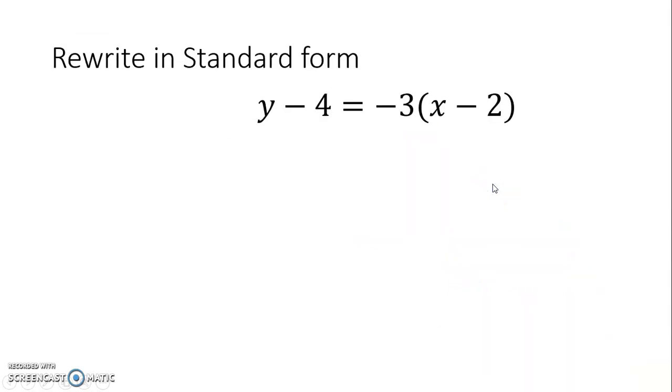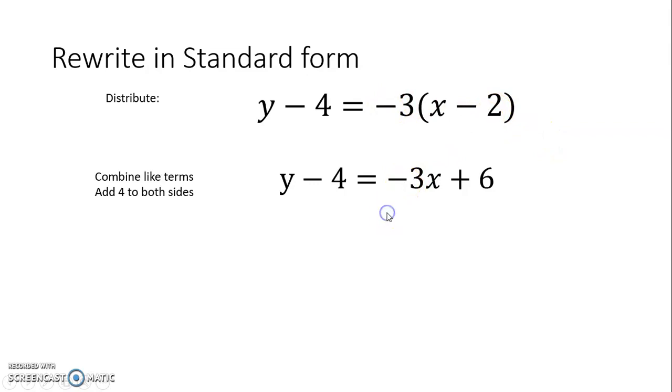So let's take this first one as an example. I took this from an example from Alex. It'll be just like the one on your assignment. So let's put this into standard form. You'll notice we have a parentheses over here. So the first thing we should do is distribute. So I just distribute the negative 3 into both terms. Be careful there, negative times negative gives us positive 6.